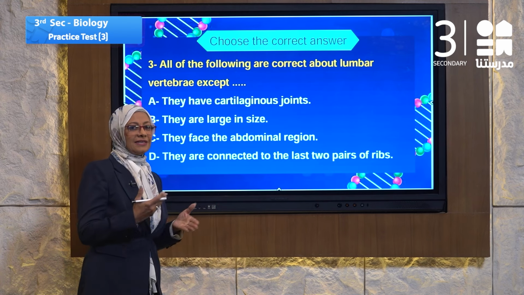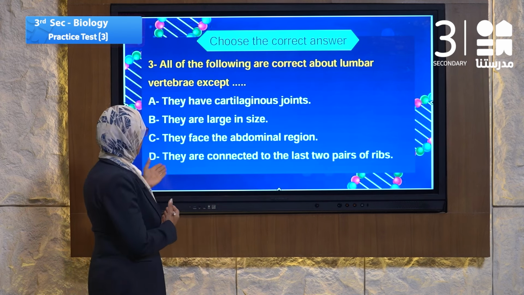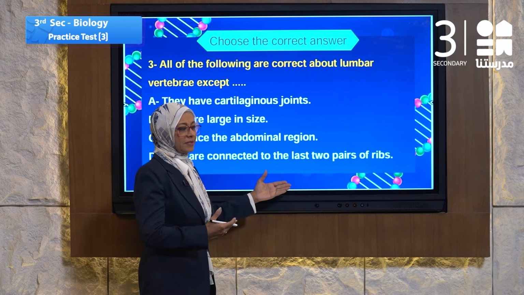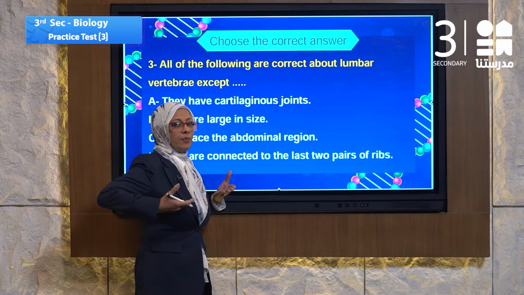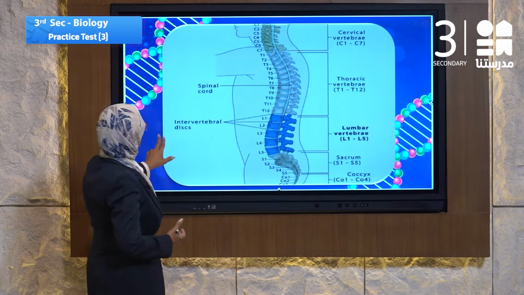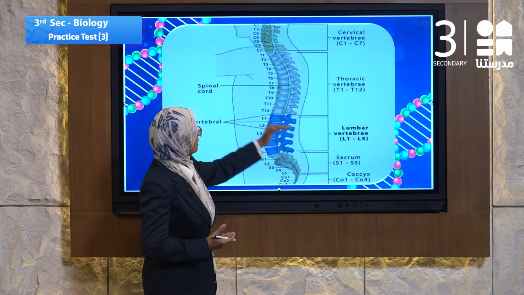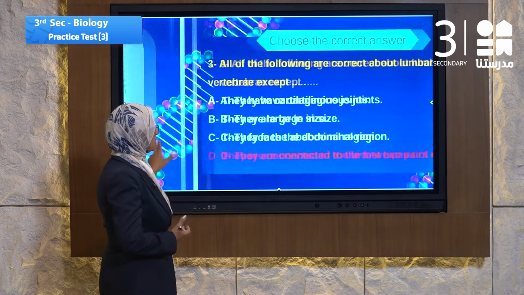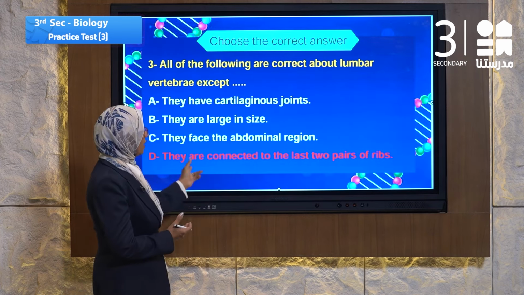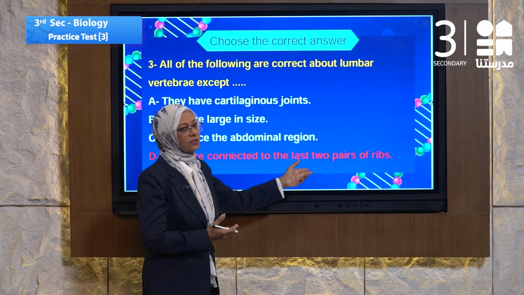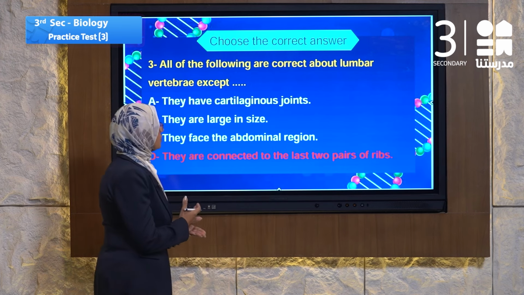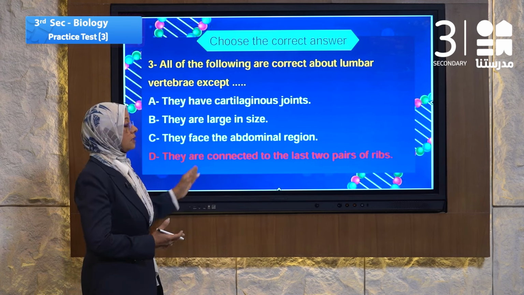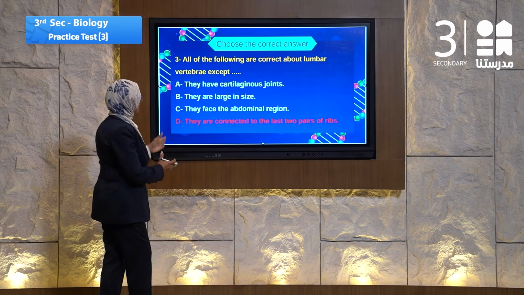We find the except here. Number D, they are connected to the last 2 pairs of the ribs. Ribs are found in the upper part, but the lumbar vertebrae are in the abdomen part. So the answer must be D. It is not related to the lumbar vertebrae. So number 3, the answer is D.